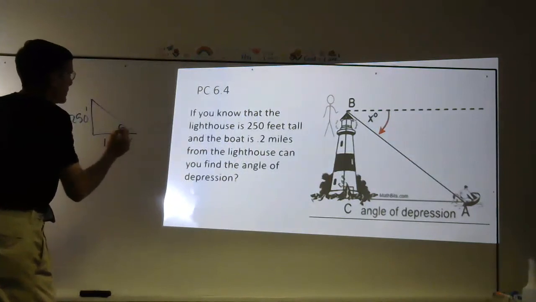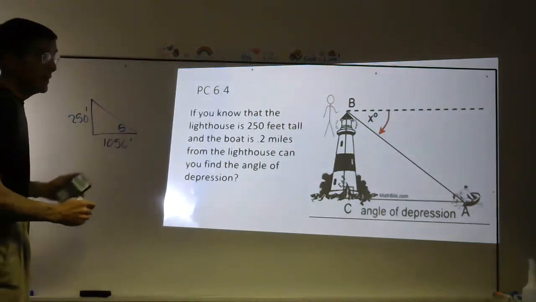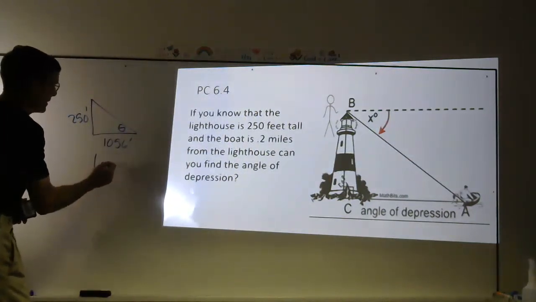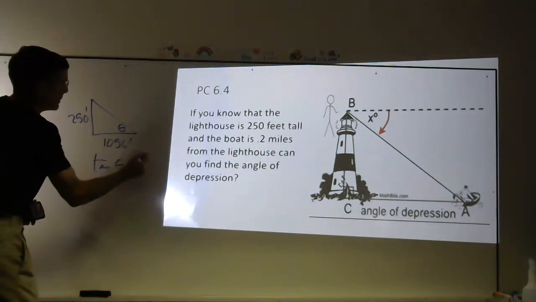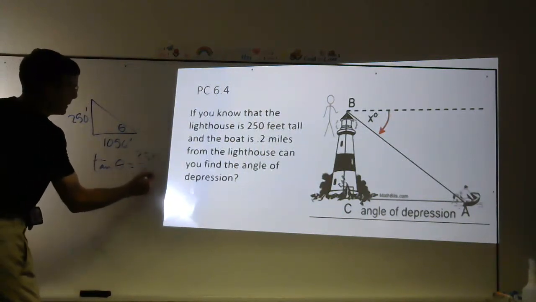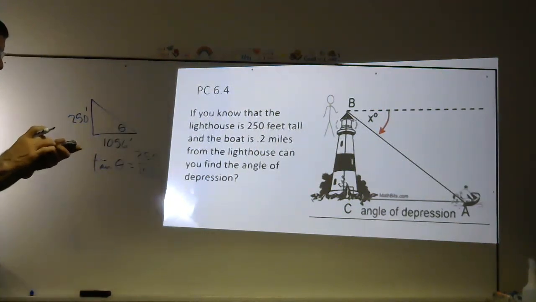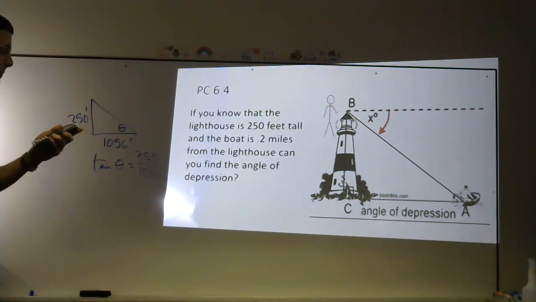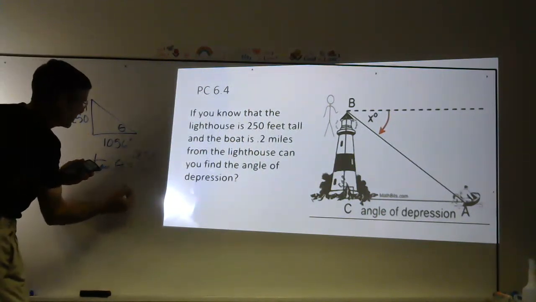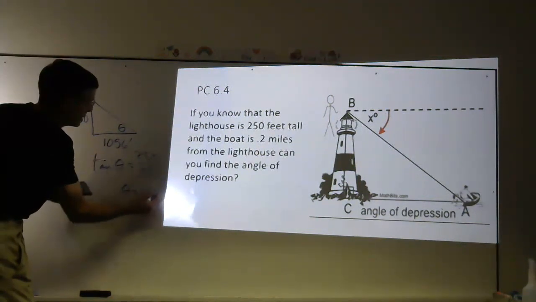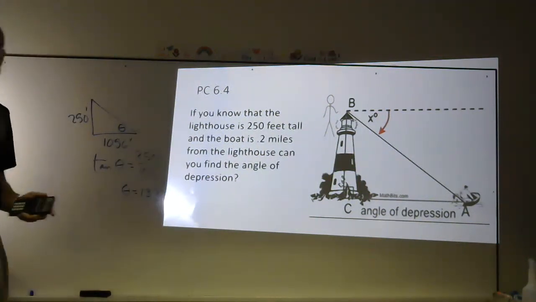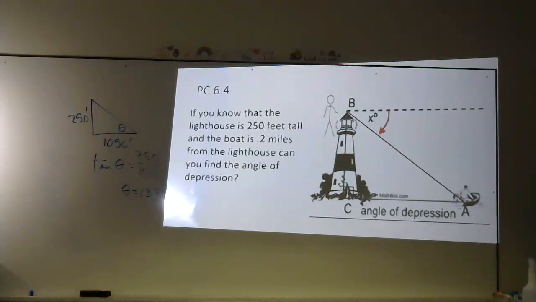So I want to find this angle theta. Is that not a tangent problem? So the tangent of theta is 250 over 1056. When I go backwards, I want to do a second function tangent of 250. You can do it all in one step, divided by 1056. Get your parentheses right. And I find that the angle of depression is 13.32 degrees. Okay?